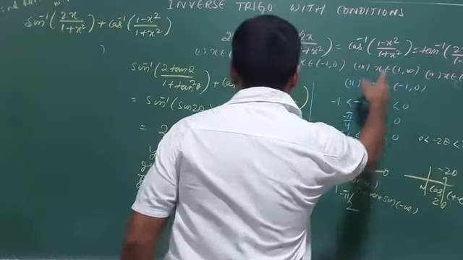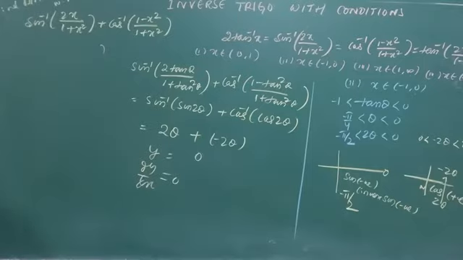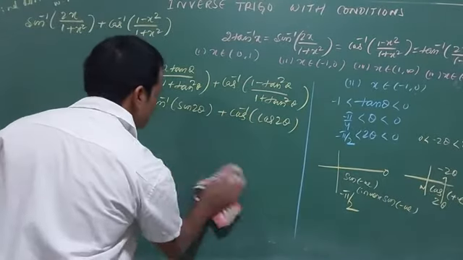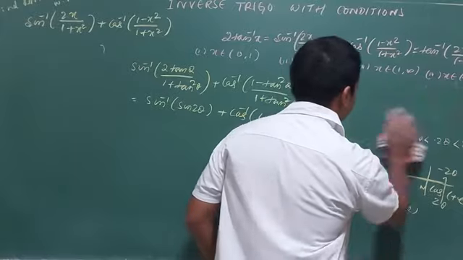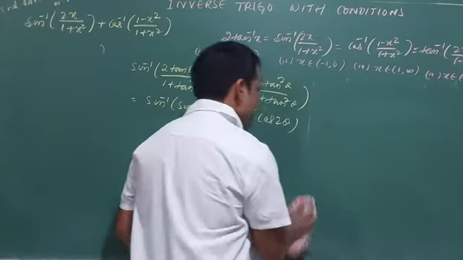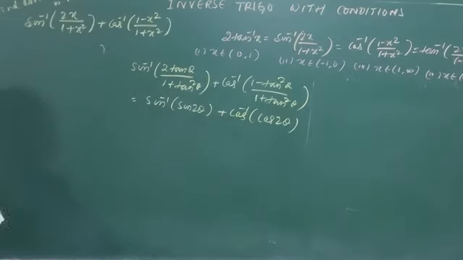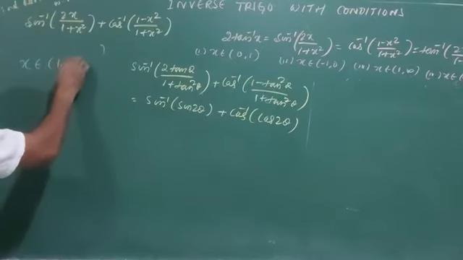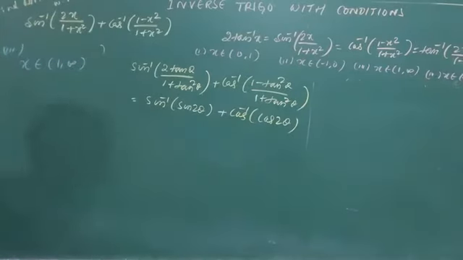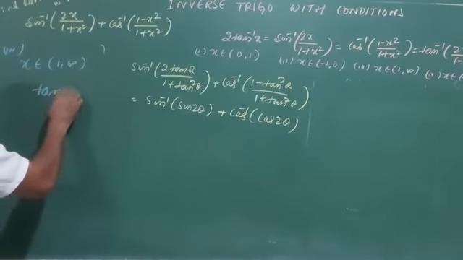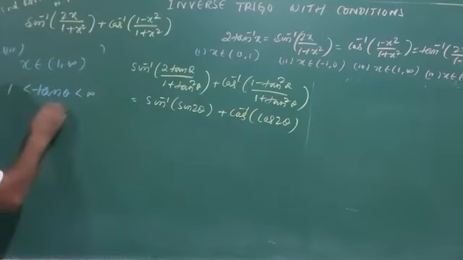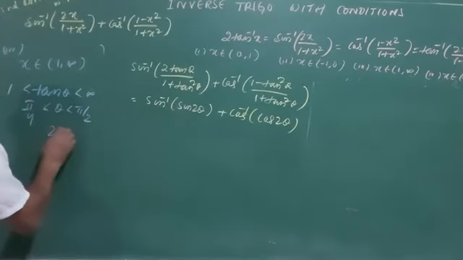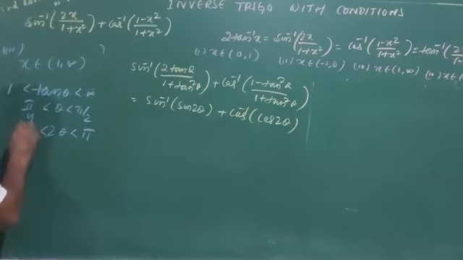Now we go to the third case. The third one is x belongs to 1 to infinity. So x I have assumed as tan theta. So tan theta is less than infinity, theta is less than pi by 2, greater than pi by 4. I am getting 2 theta, so 2 theta is less than pi, greater than pi by 2.